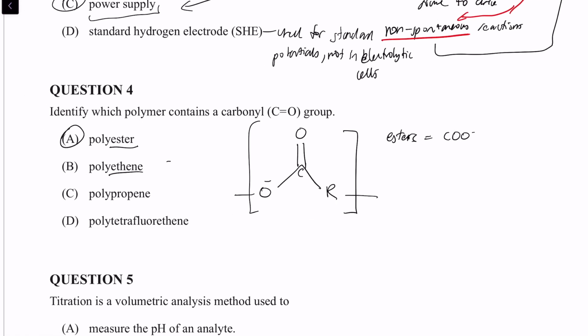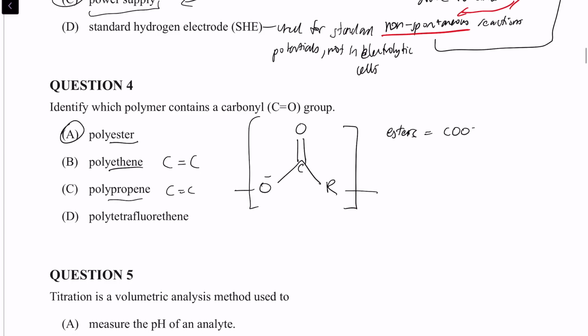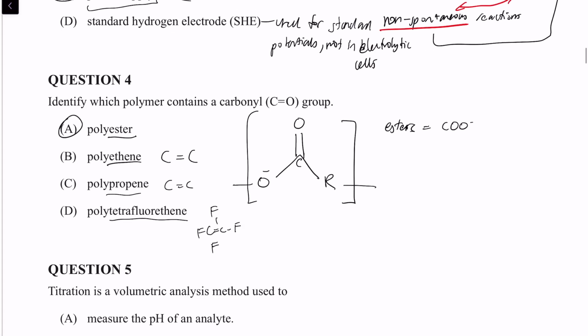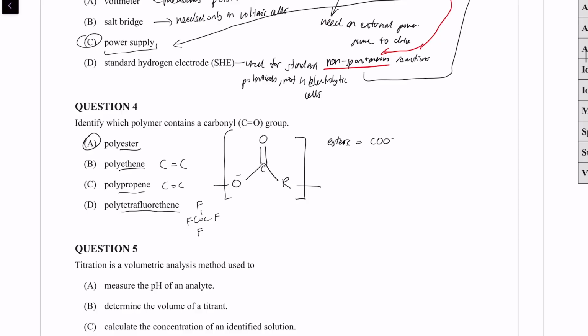Ethene would just have a double bond, and same as propene. So there's no double bond to O, and then same with tetrafluoroethene. So that's just a double bond between carbons with fluorines. Either way, there is no oxygen in B, C, or D, so we know it's immediately A.